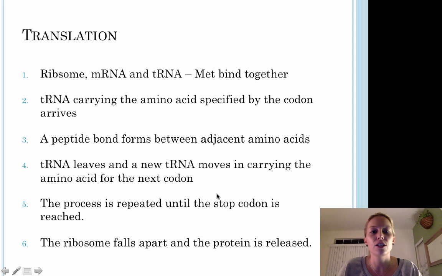So translation. Let's take a look at the steps of translation. Now that we know about our mRNA and our tRNA, once an mRNA molecule leaves the nucleus, it's going to go into the cytoplasm and bind with a ribosome, and then a tRNA bearing the amino acid methionine is going to bind together as one. That's the first step. Then other tRNA molecules carrying amino acids specified by the codons on the mRNA are going to start to arrive.